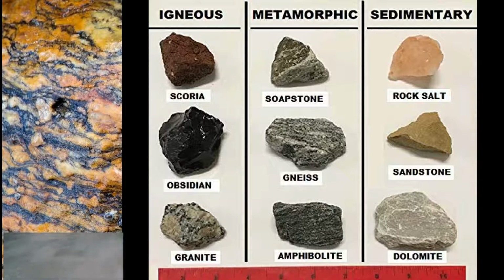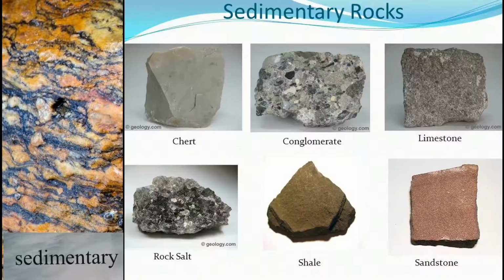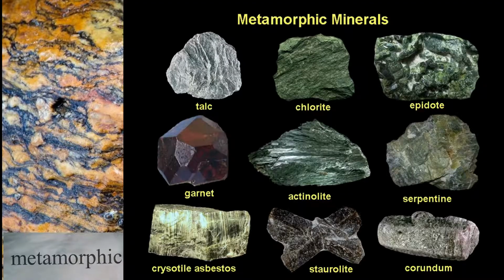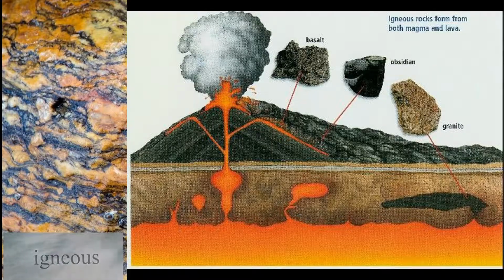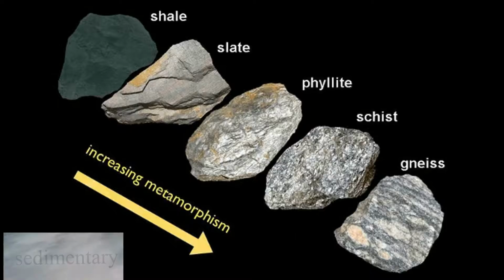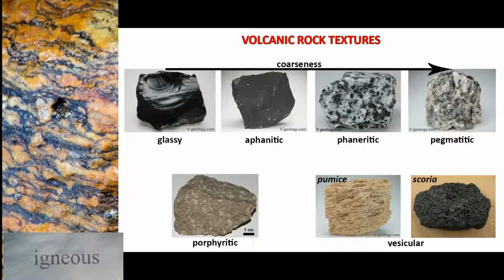What are the three kinds of rock? The three kinds of rock are sedimentary, metamorphic, igneous. Sedimentary, metamorphic, igneous.